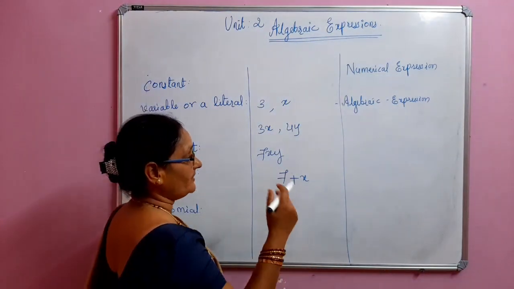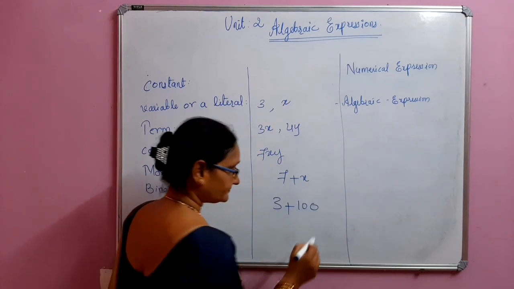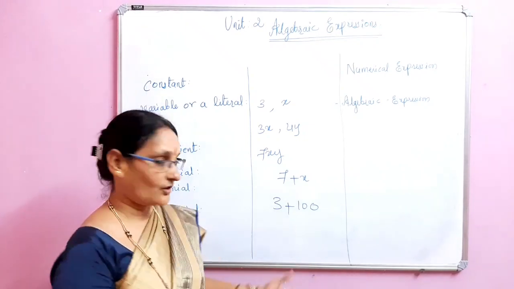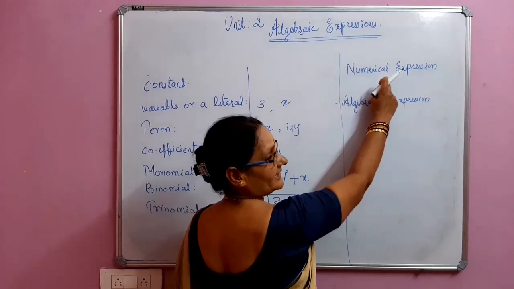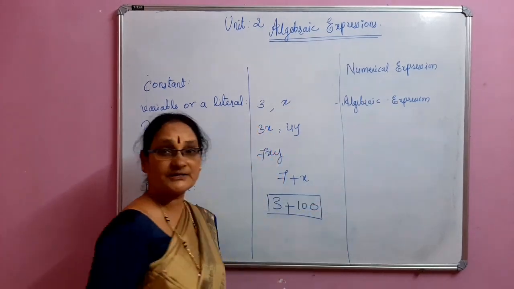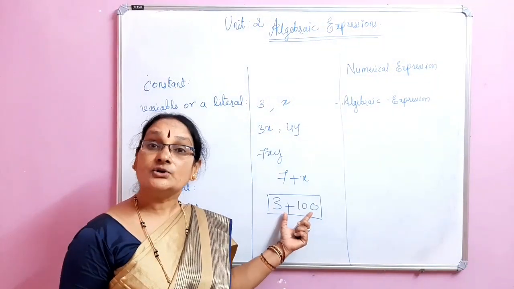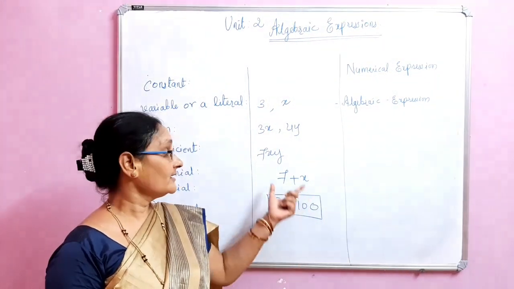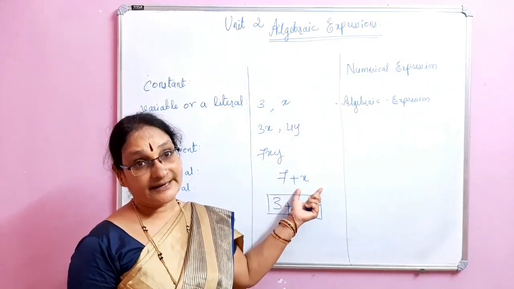Suppose sometimes you may ask me, see here, 3 plus 100. Is it an algebraic expression? No. This is called a numerical expression. See, numerical expression, algebraic expression. In a numerical expression, there is a combination of two constants. But in an algebraic expression, there is a combination of a constant and an algebraic term.